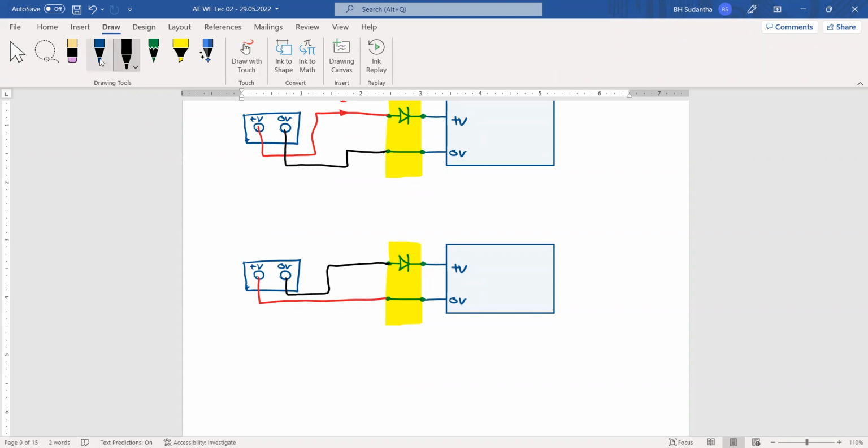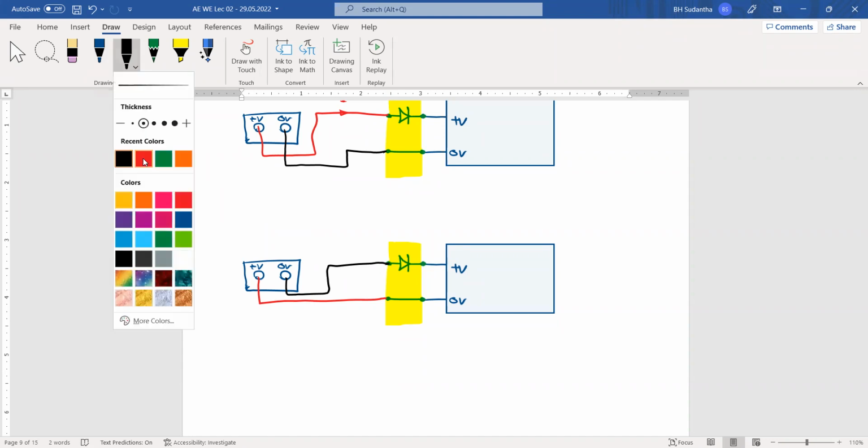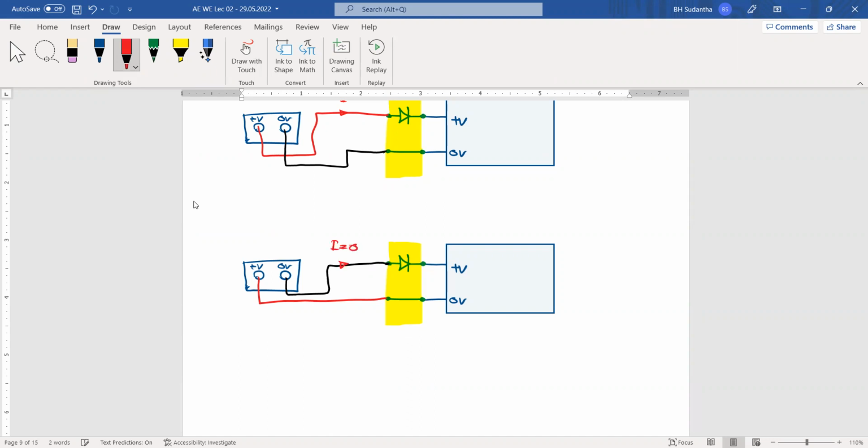But in this case, there is no current going through this path. Why? You have put a diode. A diode should be forward biased, but in this case, the diode will be reverse biased. Because of that, the reverse polarity will not be applied to your device.